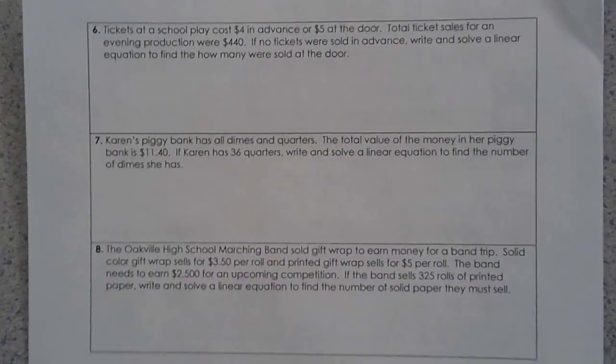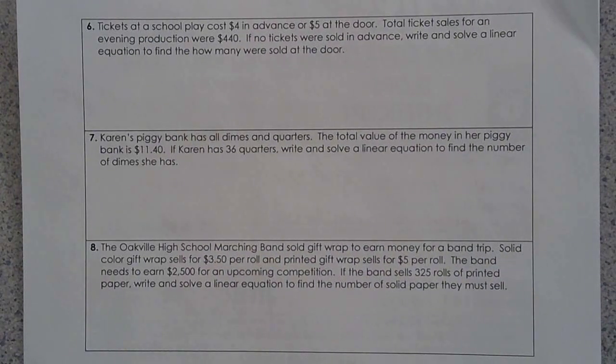Okay, we're going to do the same thing again. Tickets at a school play cost $4 in advance or $5 at the door. Total ticket sales for an evening production were $440. I'm going to stop right there. I'm going to save what's after the if. It says if no tickets. We're going to save that for a minute.